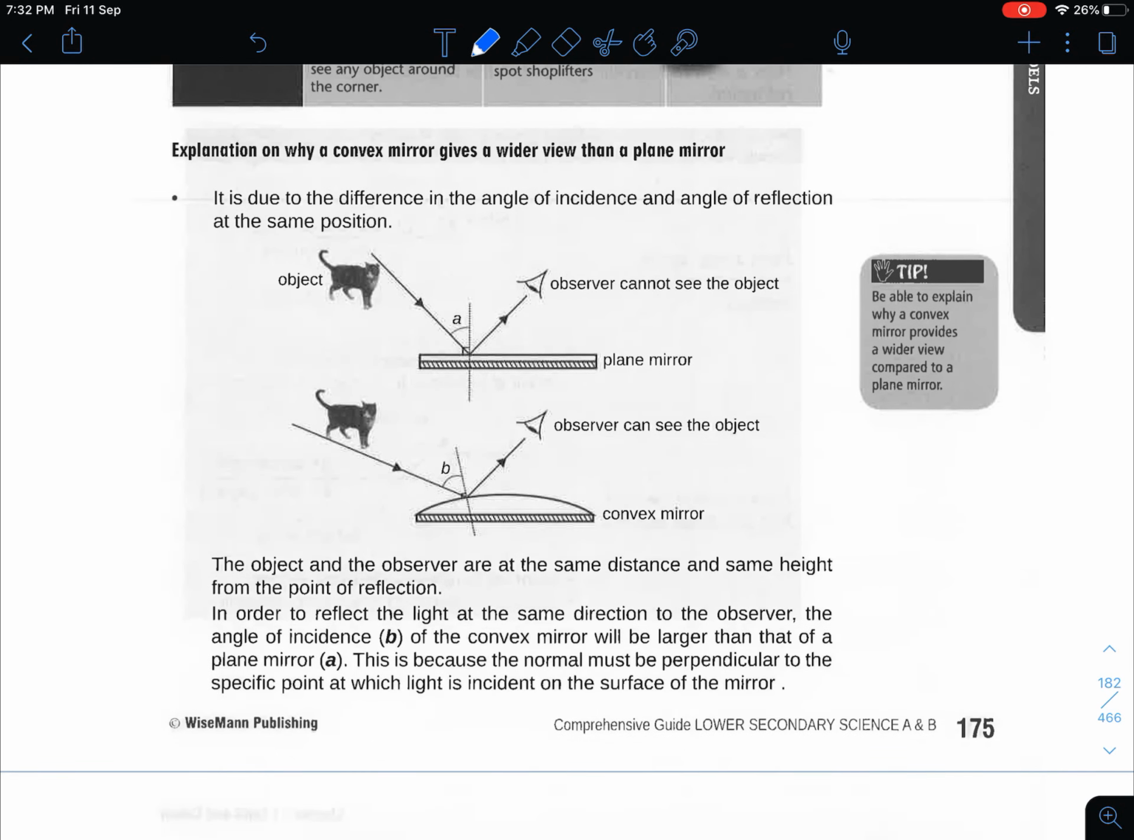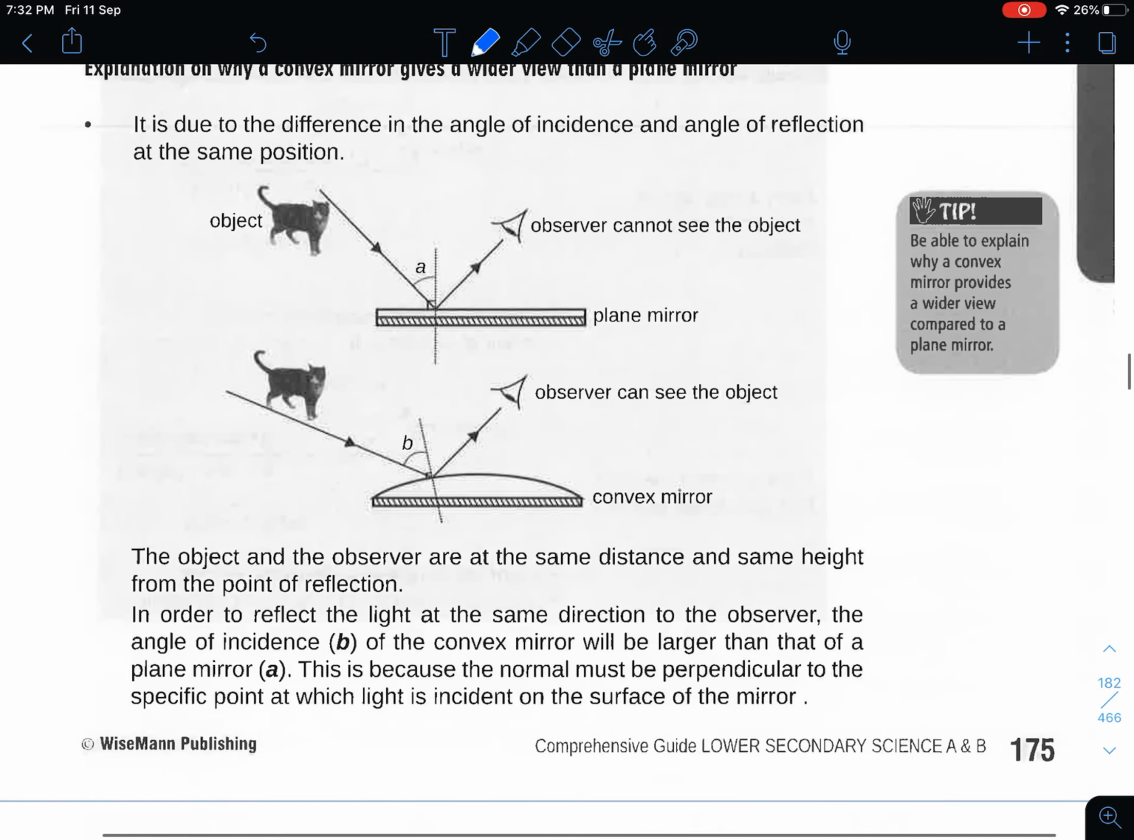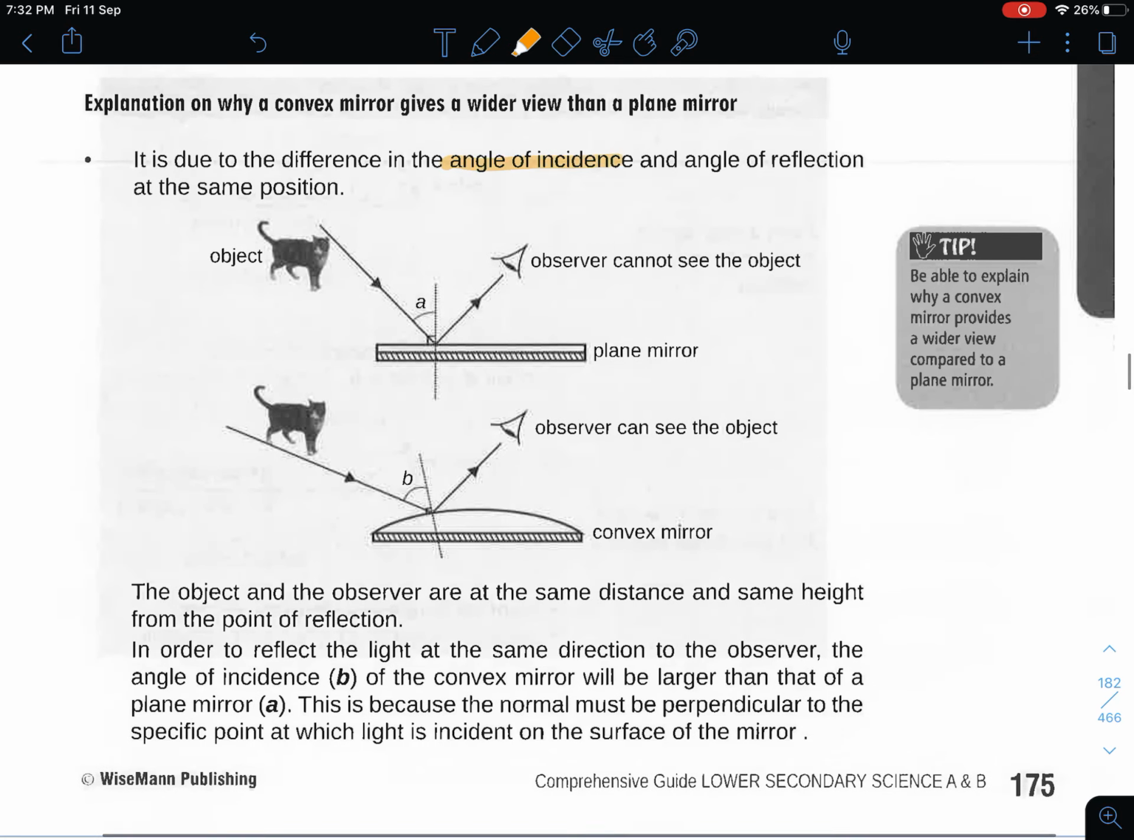Okay. So over here, due to the difference in the angle of incidence and reflection, this helps to enlarge the size or the field of view of the image, and therefore it gives a wider magnification, or even a wider field of view for your eyes to see. Okay, so these are some of the things to take note of.